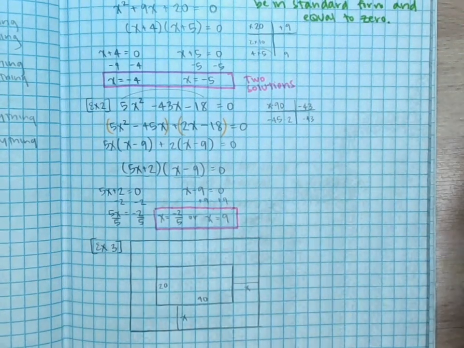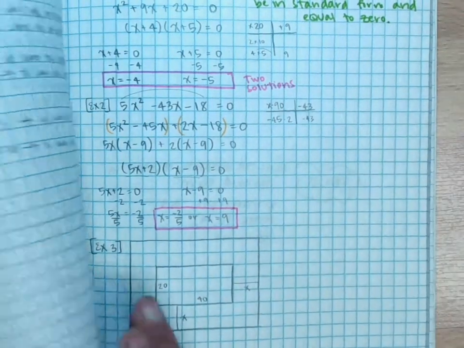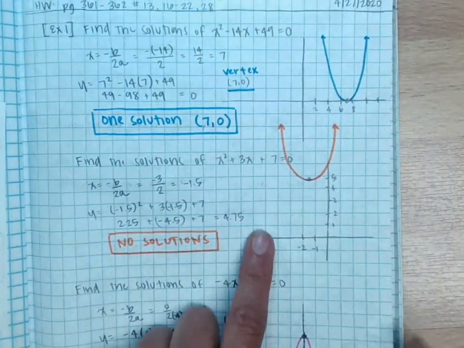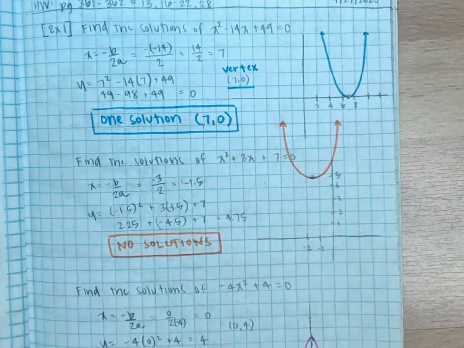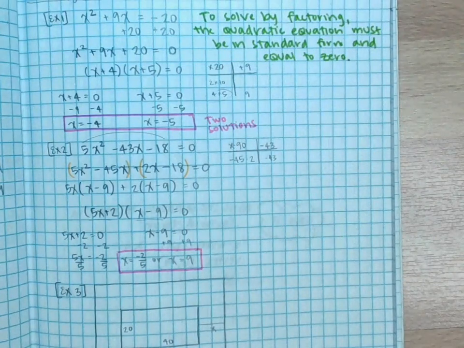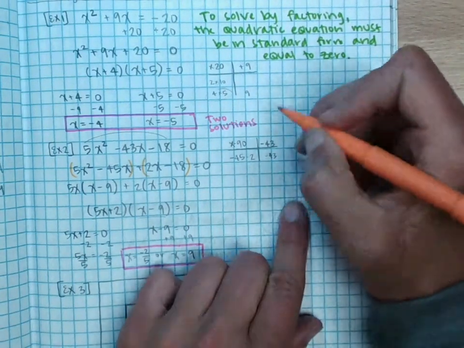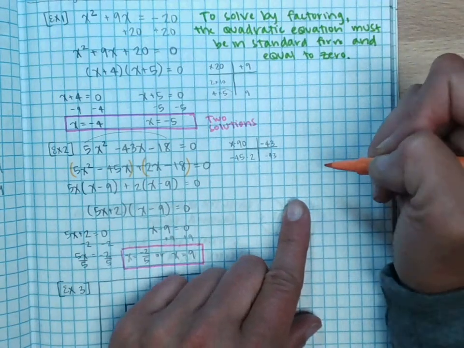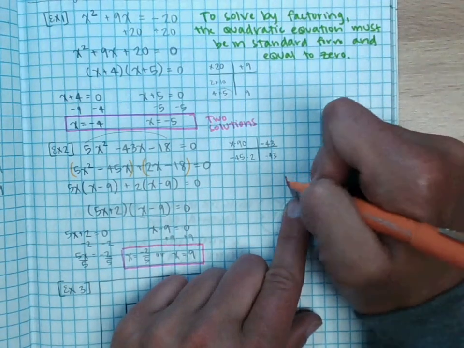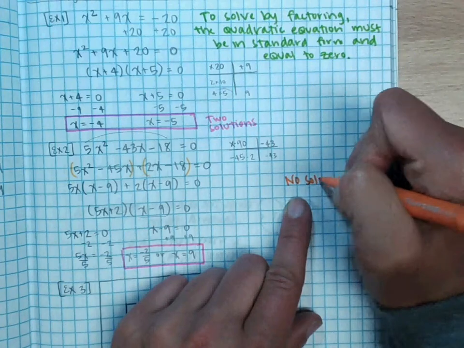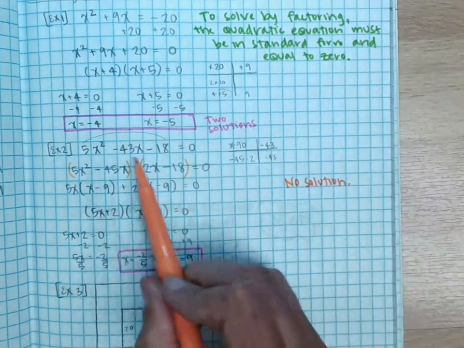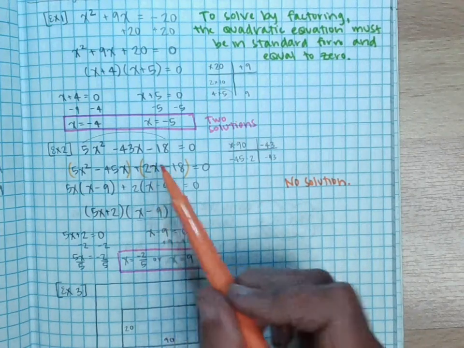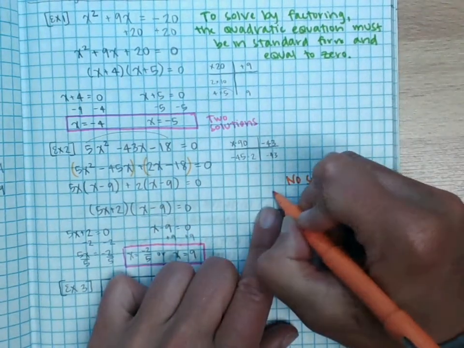Okay? Now, you might get something that has no solution. You might get something that has one solution. Now, if you got something that was no solution, that would be a quadratic function that's not factorable. If there is no way that you can factor this at all, that's a no solution.